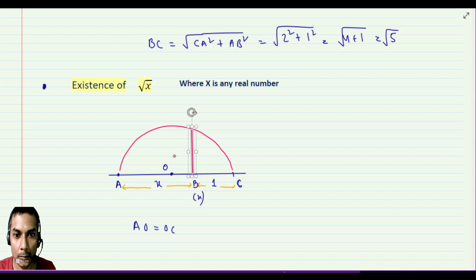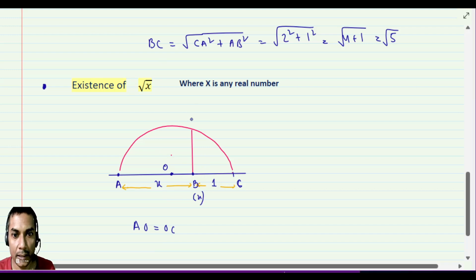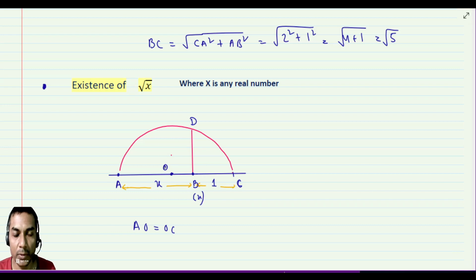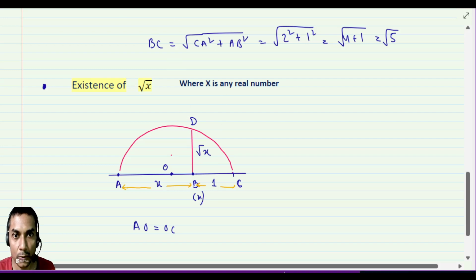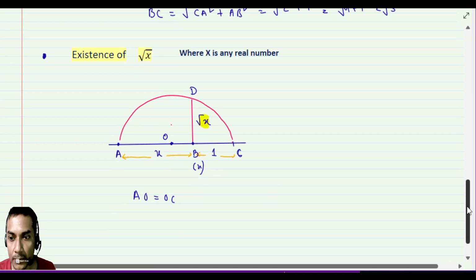Clear? So it cut at which point? Let's consider the points as A, B, C, D. We consider this as D. Clear? Before we derive this, actually this BD is root x. Why? Because this BD is actually root x. It is very simple to derive.